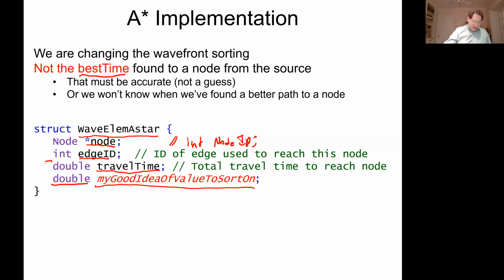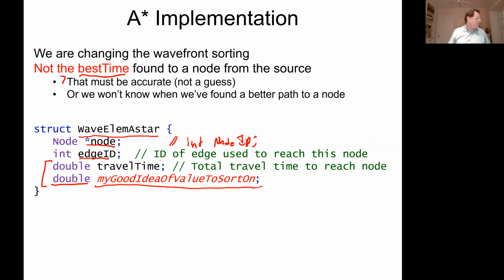And I guess what I'm highlighting is I'm separating these two things. I want to keep track of what is my known time that there's no ambiguity about to this node. And then I have a separate variable storing my guess of the total time that it's going to take me to get to the destination. And that's what I'm going to sort on. When I take things off of the wavefront, this travel time, which is my known time, is what I'm going to use to compare to the best time to a node to see should I update it. Okay, so keep those two things separate.